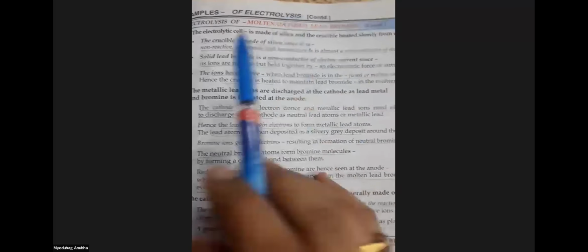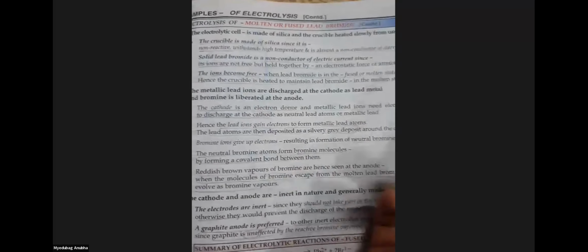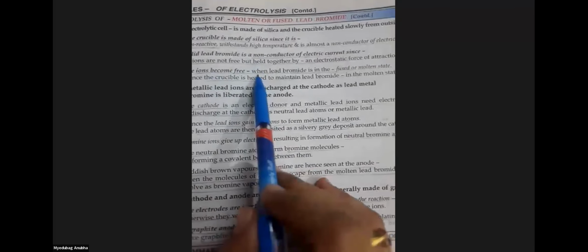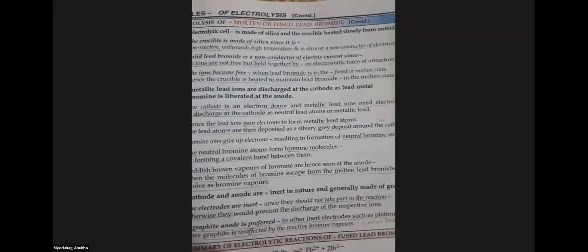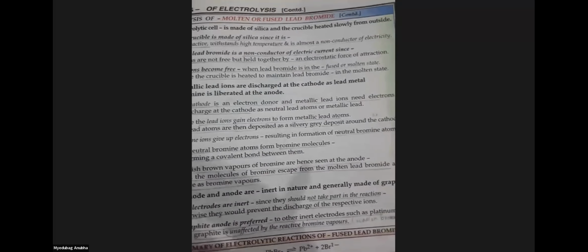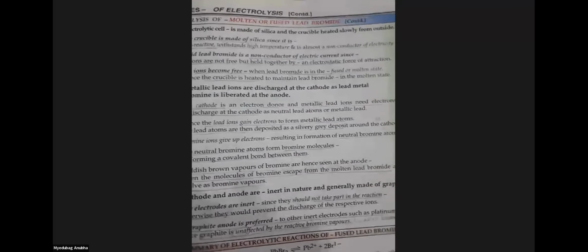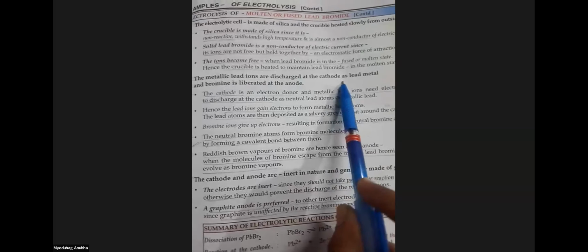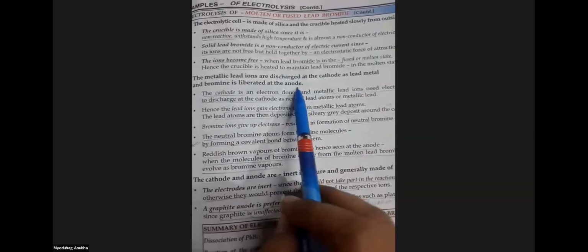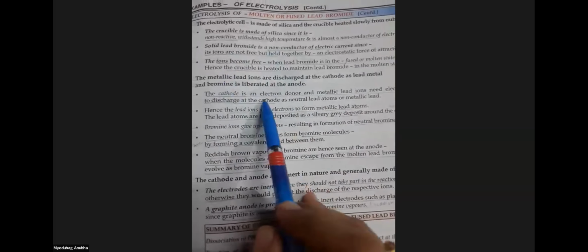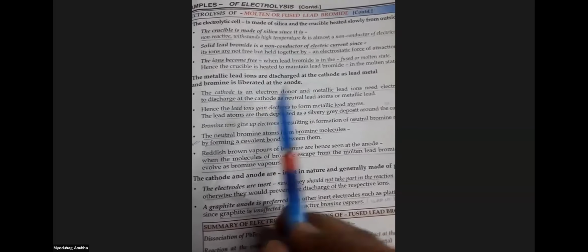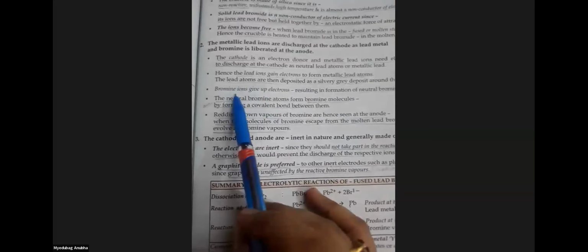We have studied this many times: it does not have any free ions, just held together by a strong electrostatic force of attraction. The ions become free when we supply heat to them. When strongly heated, they gain kinetic energy and the motion becomes more random. The metallic lead ions are discharged at the cathode in the form of gray deposits, and the bromine ions are liberated at the anode in the form of reddish brown fumes. The cathode, you know very well, is an electron donor, and the anode is an electron acceptor. Just going on above that, because yesterday we have already done it.